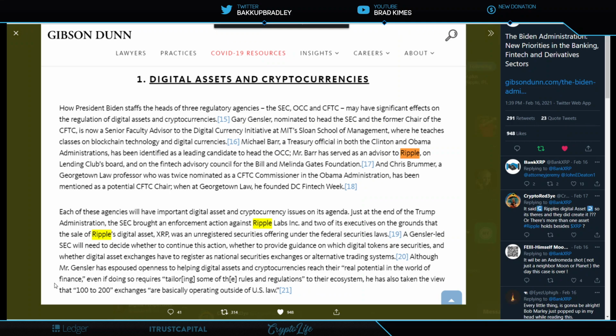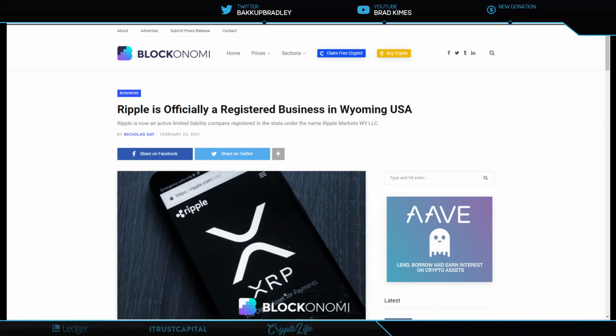He's also taken the view that 100 to 200 exchanges are basically operating outside of U.S. law. So you see the current administration is really geared to handle this and embrace what is coming.